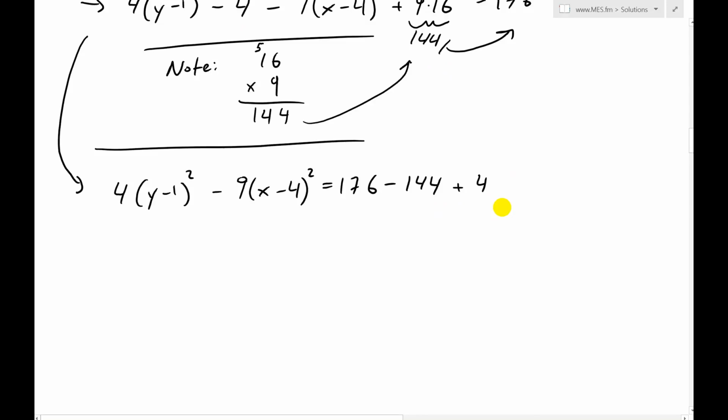And now on this side what we could do is just simplify this. So this is the same thing as 176 minus 144 plus 4. That's just going to be, well, minus 144 plus an extra 4 becomes minus 140, and then you could subtract this, so the hundreds, you could just do this in your head. This is just 176 minus 140, so that's the same thing as 76 minus 40, and that's just going to be 36. So this equals 36.